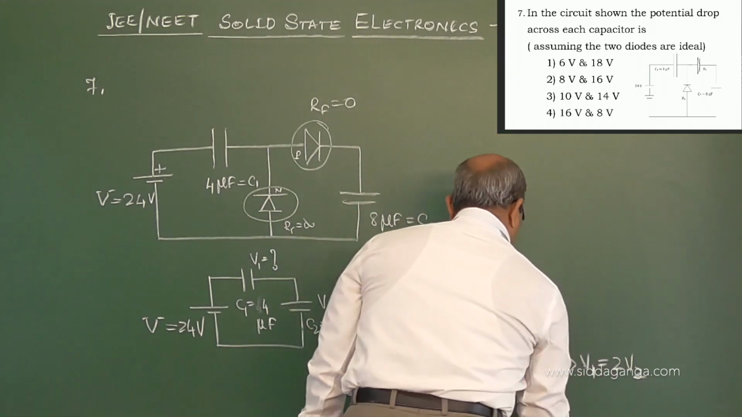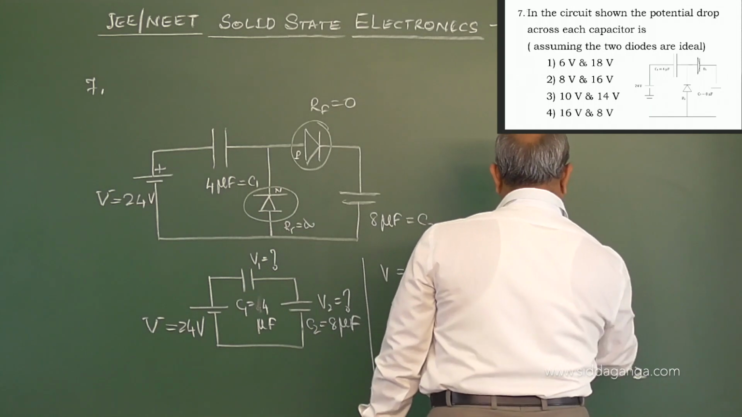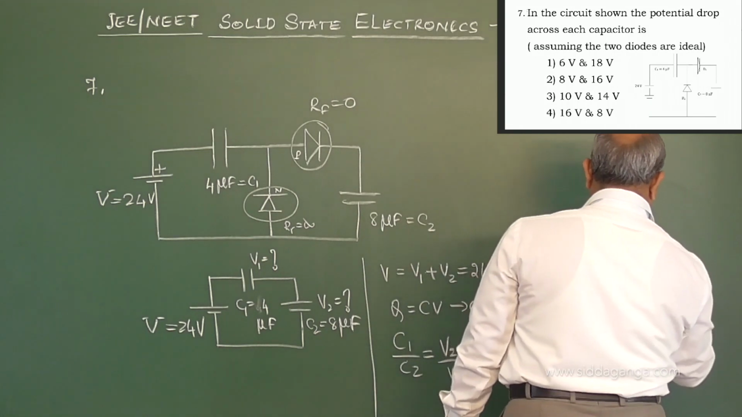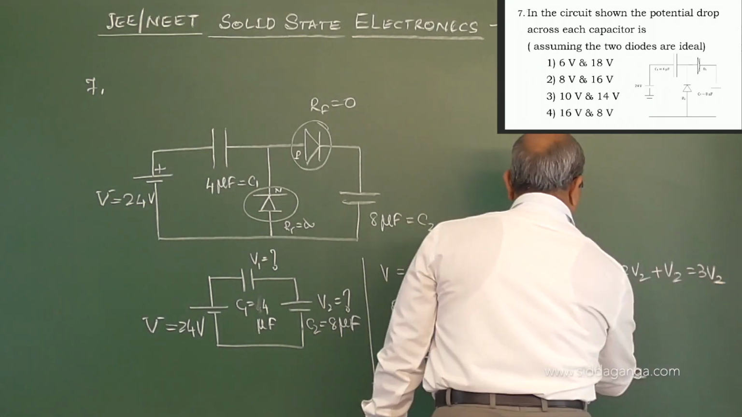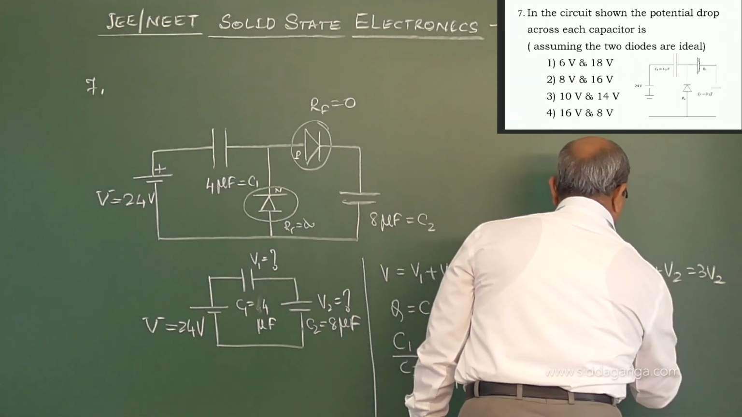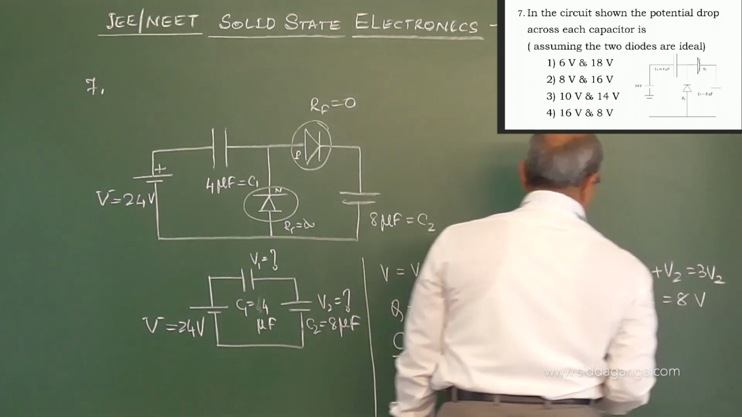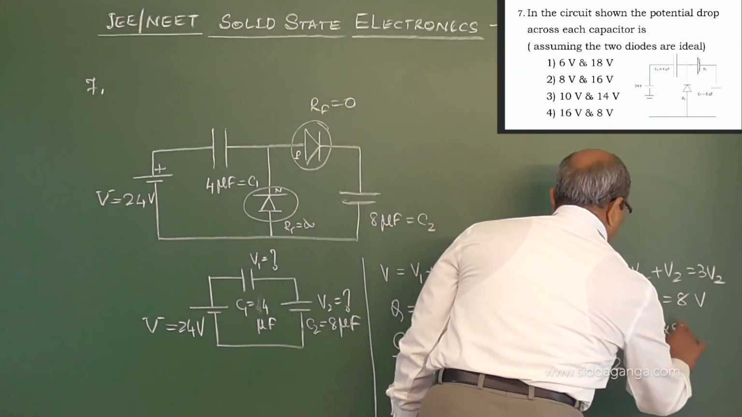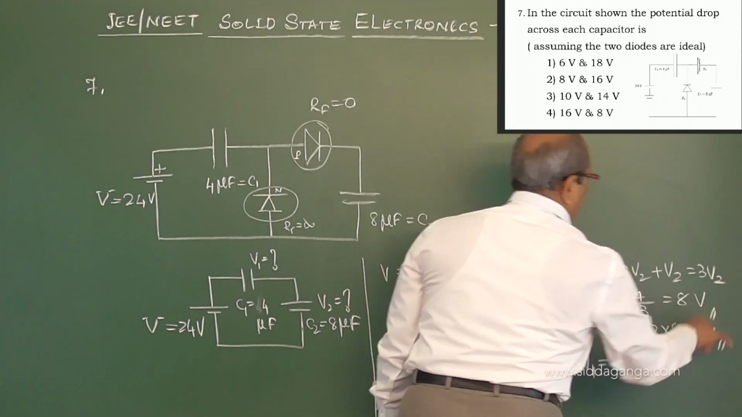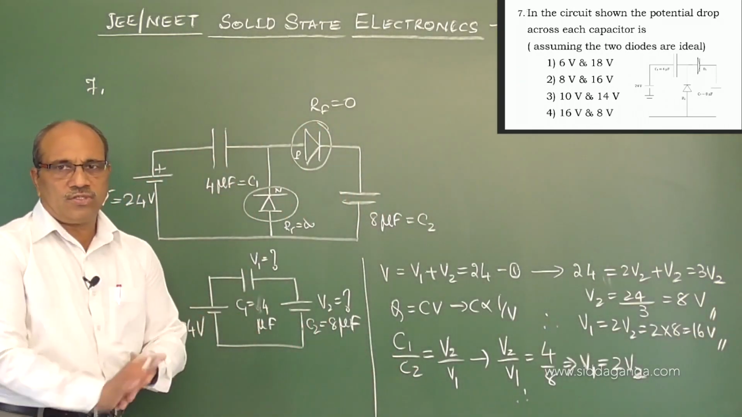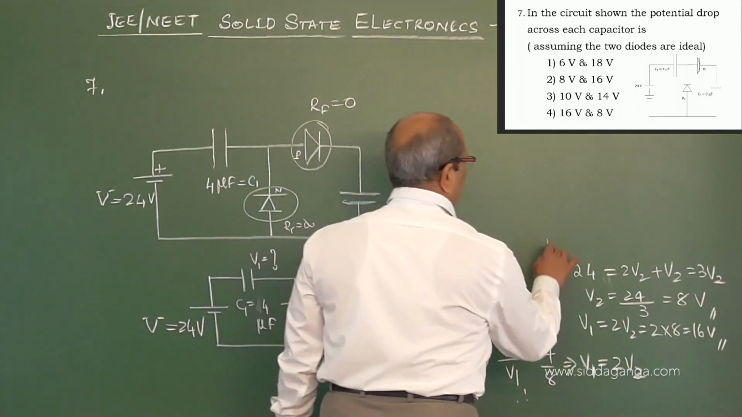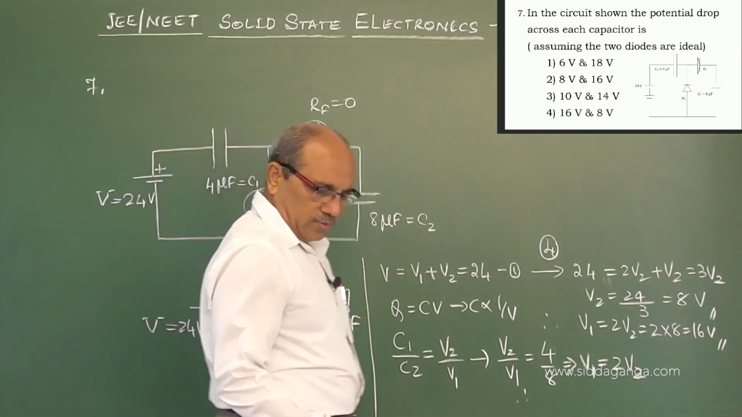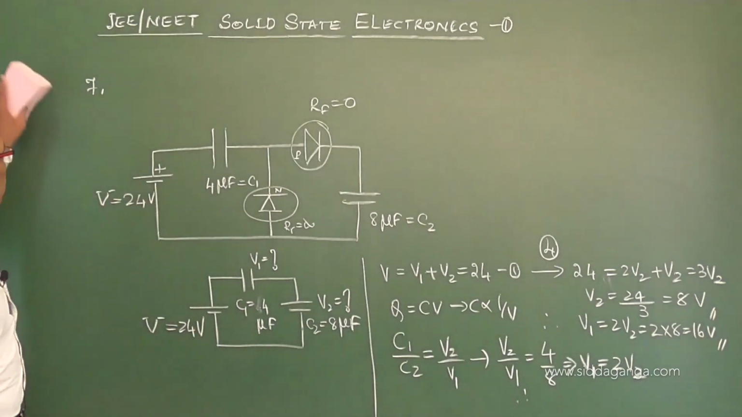Therefore, if I substitute in this, 24 equals 2V2 plus V2, which is 3V2, so V2 is equal to 24 by 3, which is 8 volt. Therefore, V1 is equal to 2V2, which is 2 into 8, equal to 16 volt. The two are 8 volt and 16 volt. The fourth option is the right one, because 16 volt is V1 and 8 volt is V2. Let us go to the next question.